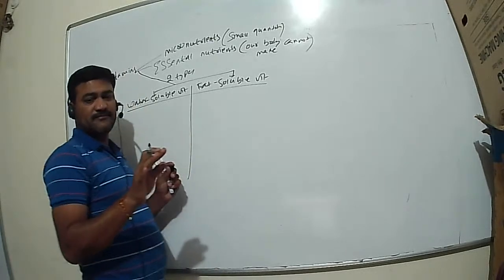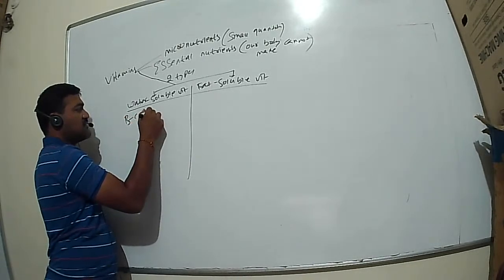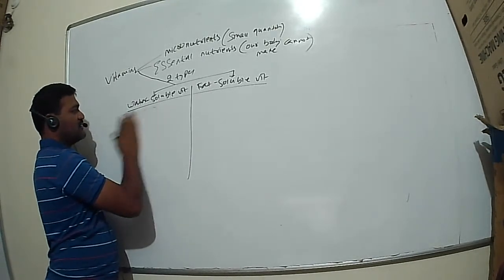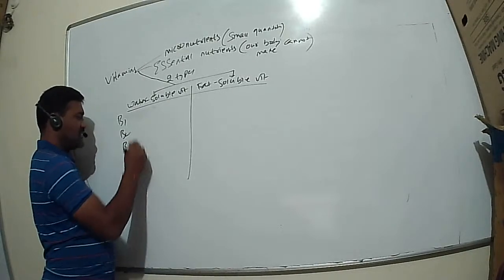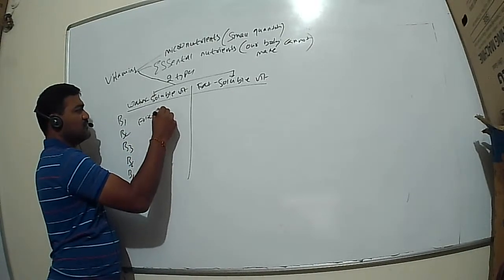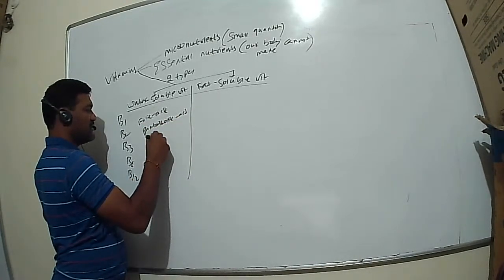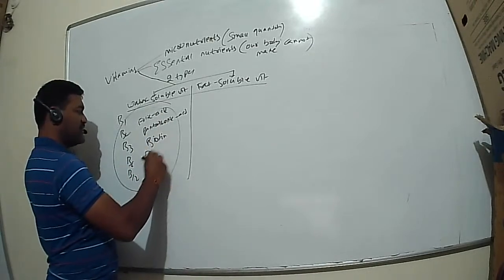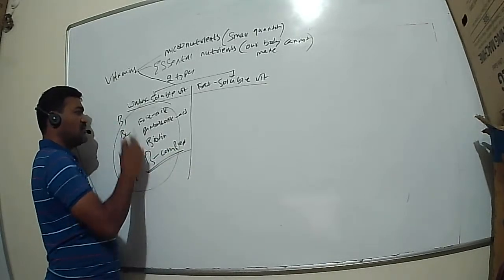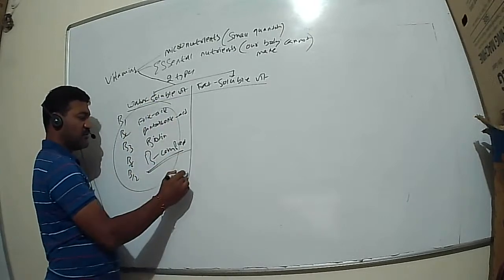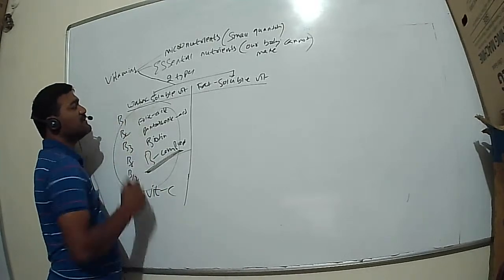And what are the examples? Water soluble vitamins include all the B complex: vitamin B1, B2, B3, B6, B12, folic acid, pantothenic acid, biotin. All these vitamins together are called B complex. B1, B2, B3, B6, B12, folic acid, pantothenic acid, biotin. Along with this B complex, vitamin C is also a water soluble vitamin.